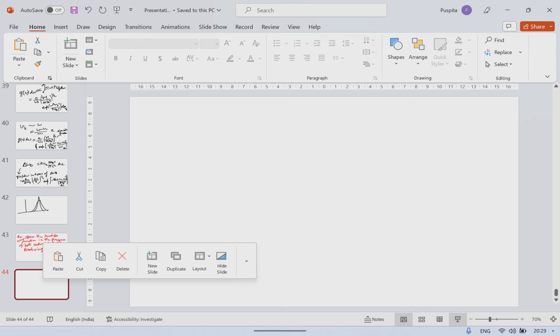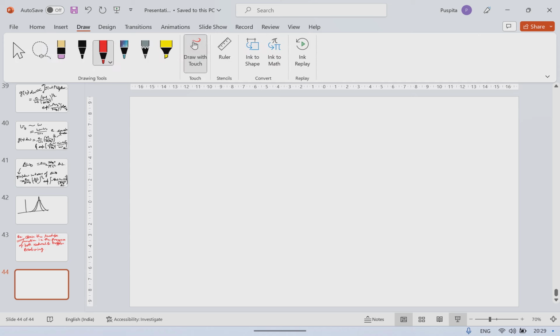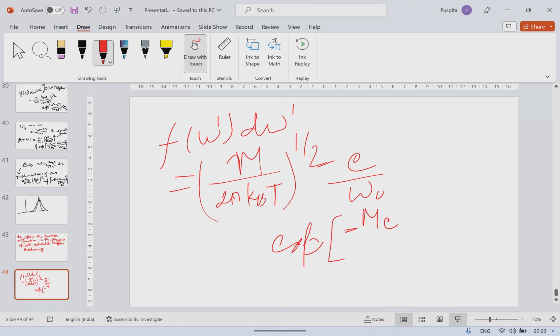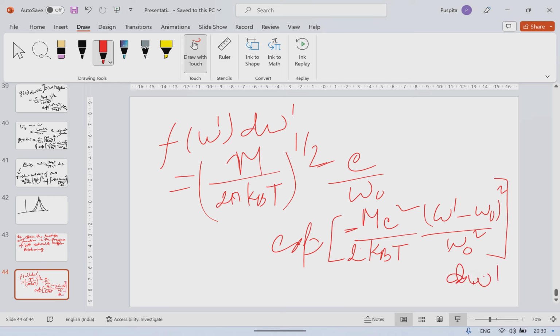From Maxwell's velocity distribution, the fraction of atoms with the central frequency between ω' and ω' + dω' is given by: exponential of minus mc² by 2k_BT, (ω' minus ω₀) whole square over ω₀ whole square, dω'.